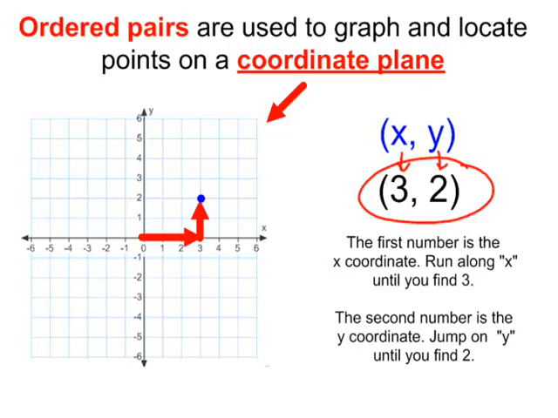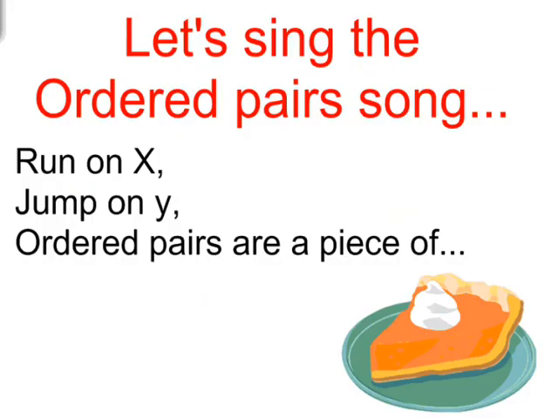So the first number tells you how far to move along the x-axis, so you would move to 3, and the second coordinate tells you how far to move up or down the y-axis, so that would be 2. That'd be your point. Easiest way to do this is actually do a few of them.